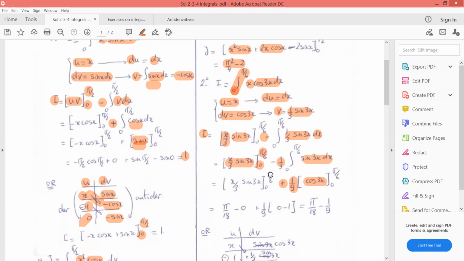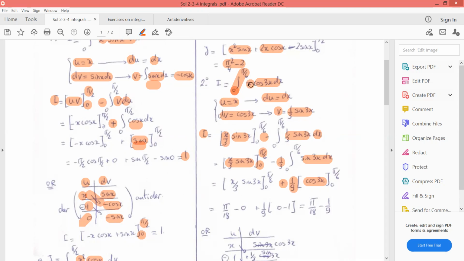So f of b minus f of a gives pi over 18 sine pi over 2, which is 1, so pi over 18 minus 0, and we get the result.